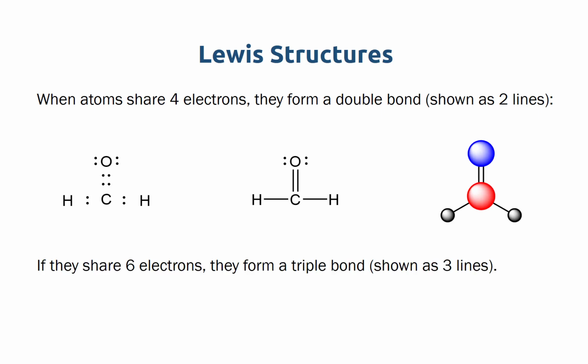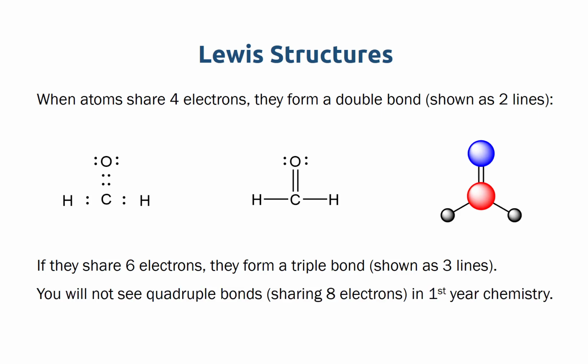Likewise, if two atoms share 6 electrons, that's when they would form a triple bond. So they can share up to 6, while quadruple bonds are technically possible, where you would be sharing 8 electrons. This is not something you're going to ever have to see in a first-year chemistry course.